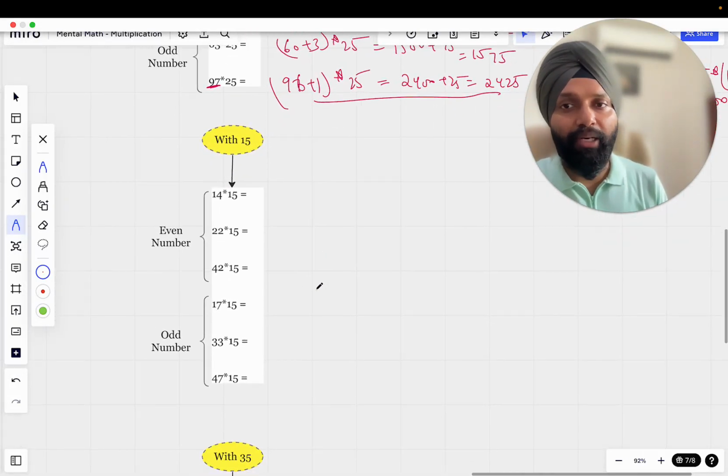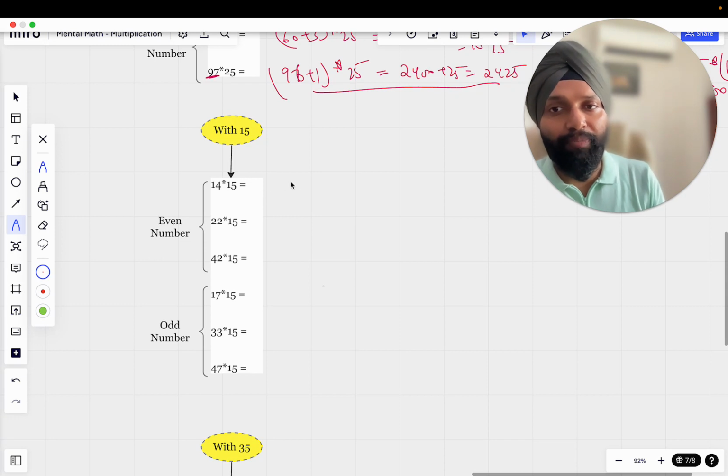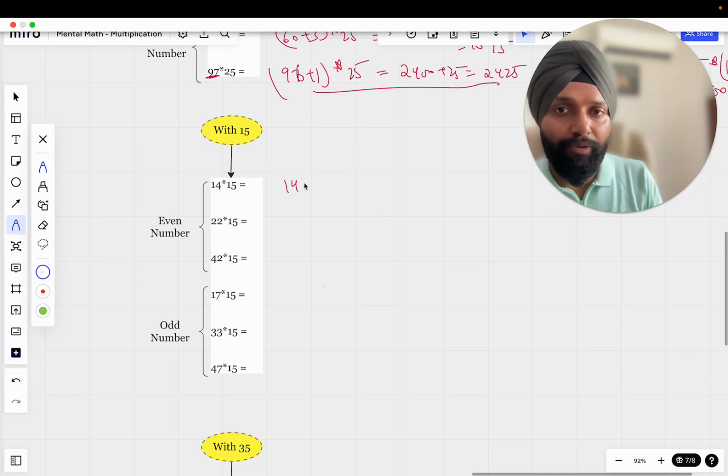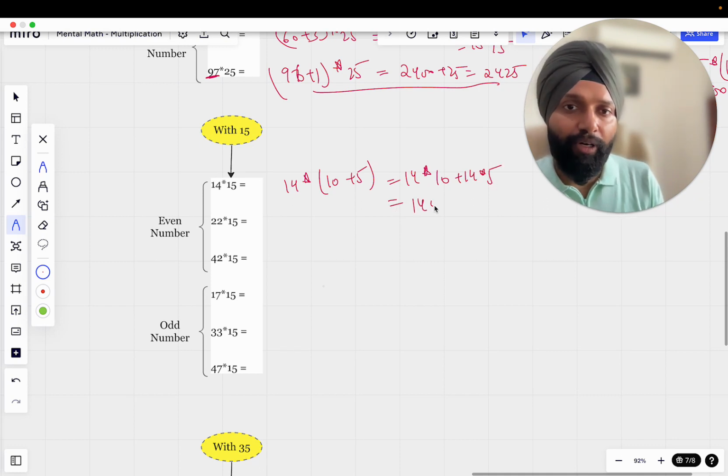Now let's look at multiplication with 15. So if we have an even number, so in any case the way to multiply with 15 is simply break it down into 10 and 5. So I'll think it in terms of 14 into 10 plus 5, which is 14 into 10 plus 14 into 5. So this is 140. And if you think about it, you don't need to calculate this. This is exactly half of this, right? Because this is 10 and this is 5, and we are multiplying with the same number. So this is going to be exactly half of it. So you can just say, okay, the half of it is 70. So you get the number.